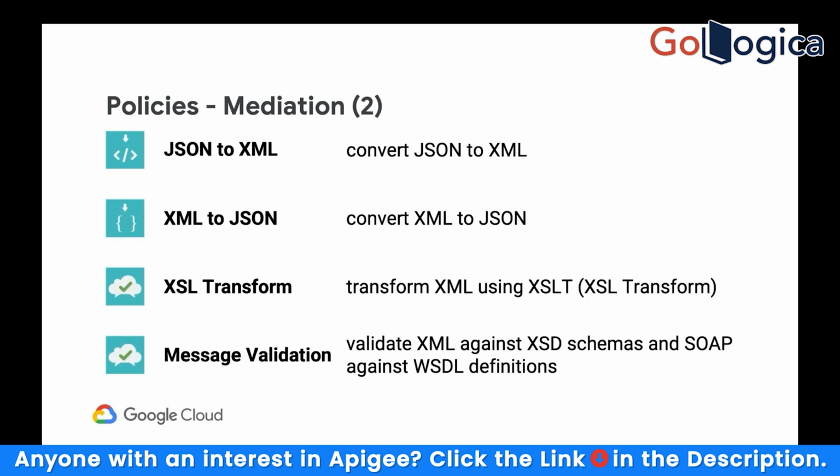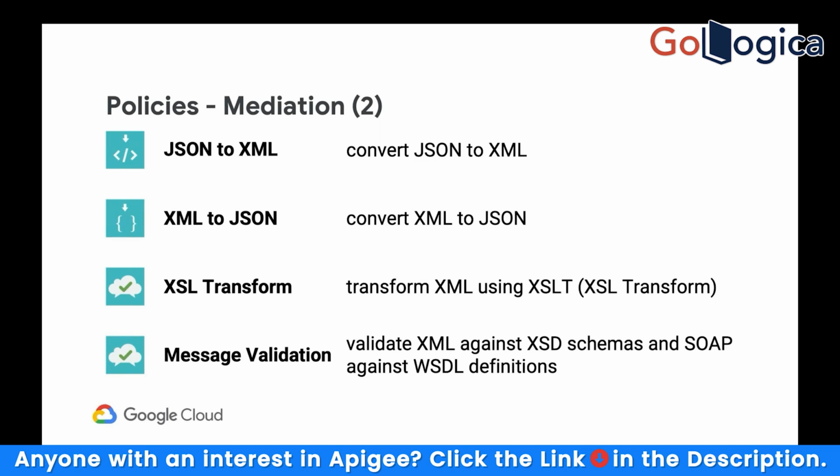So now we have the JSON to XML and XML to JSON policies. This is very useful, especially in our REST to SOAP and SOAP to REST conversion. So this policy can be used a lot. And then we have the XSL transformation policy. But in order to use XSL transformation, you need to be very good with XSL, the XML style sheet and all that stuff. So this becomes quite niche. Unless you are familiar with XSL and XSLTs, you cannot use this policy.